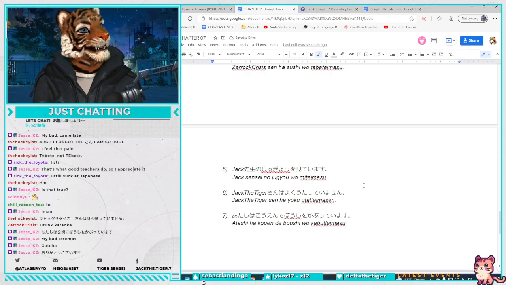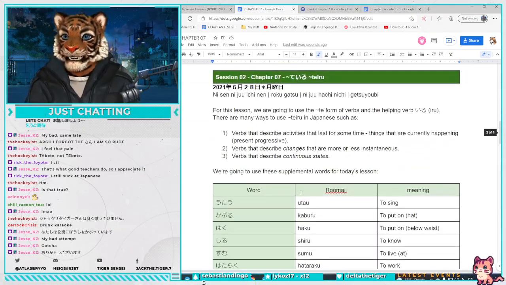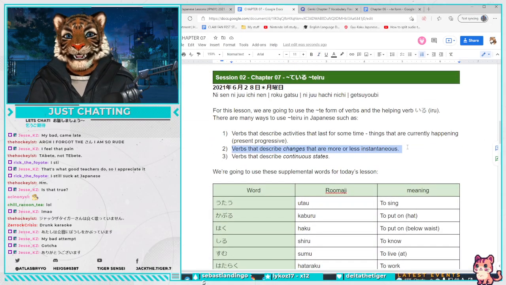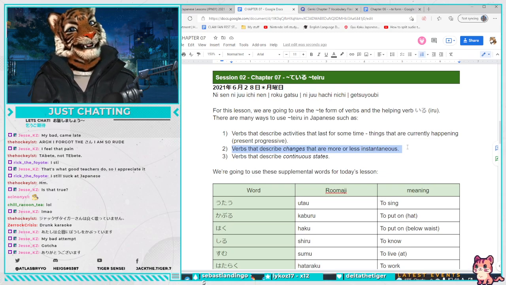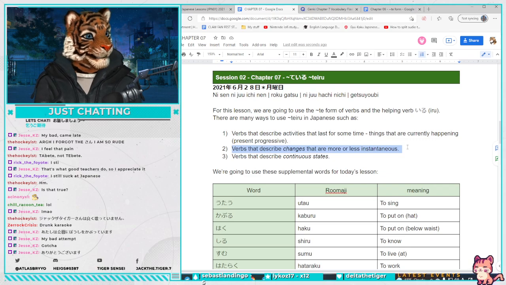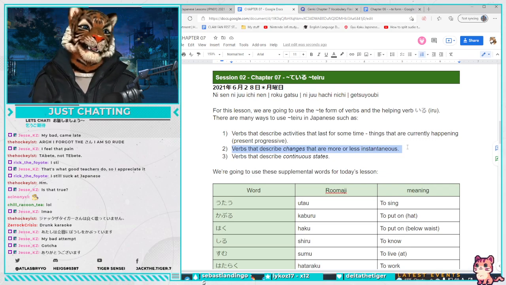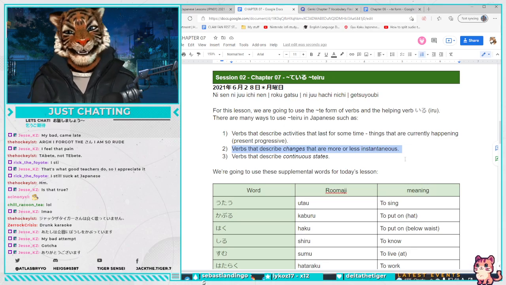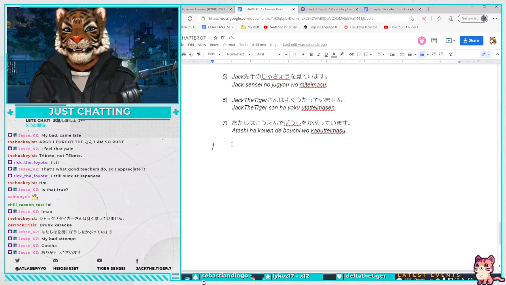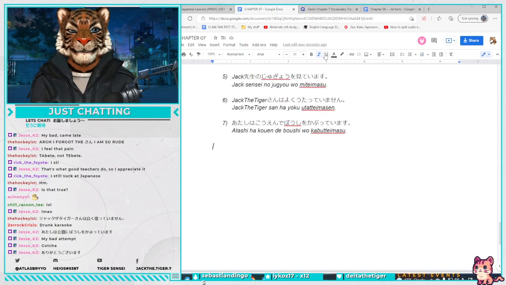All right, if there are no more questions on the present progressive, we're going to go to the second way that we're going to use teiru, which is verbs that describe changes that are more or less instantaneous. Things that, if these have happened, it's a change that's to an extent permanent, I guess. I'll explain what that means in a moment, because some are very easy to understand, while others are less clear.